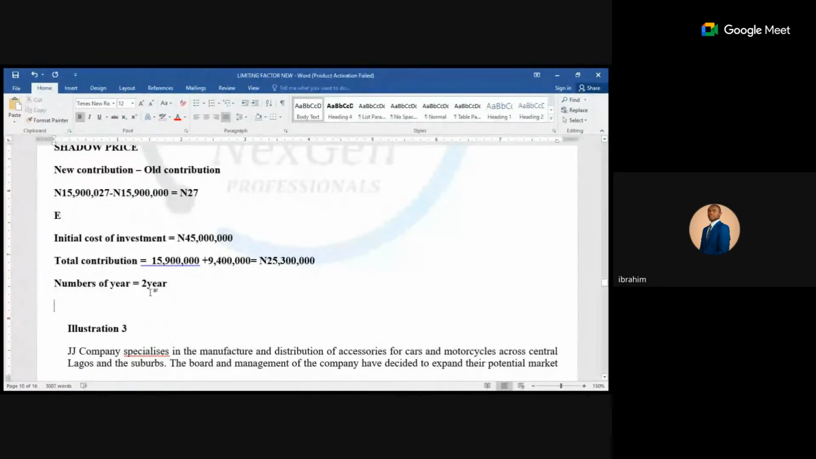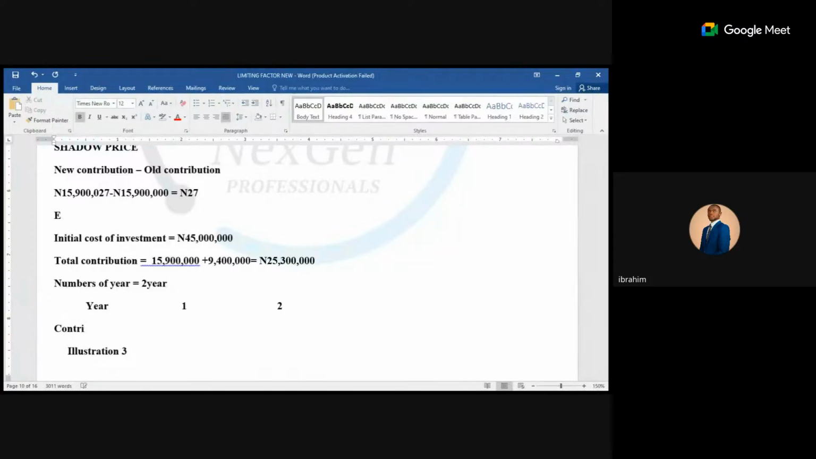Now, if you want to determine a factor, we need to use annuity, right? We just use annuity instead of doing year 1, year 2 separately, since the contribution is cumulative. It's still the same thing. Let's use annuity and move on, please.